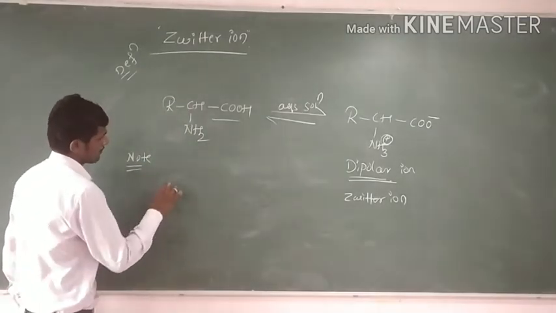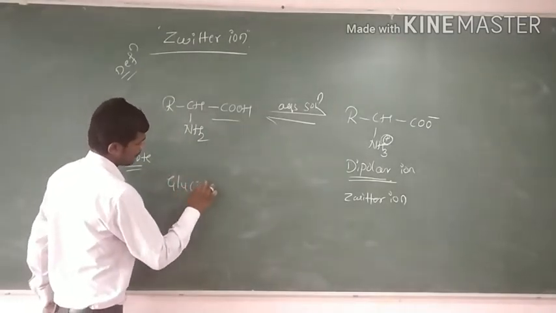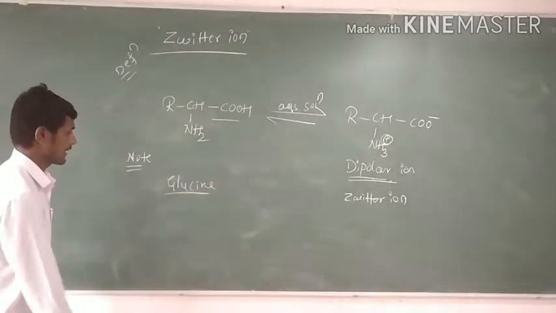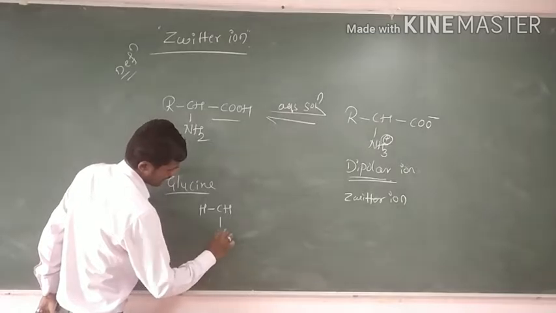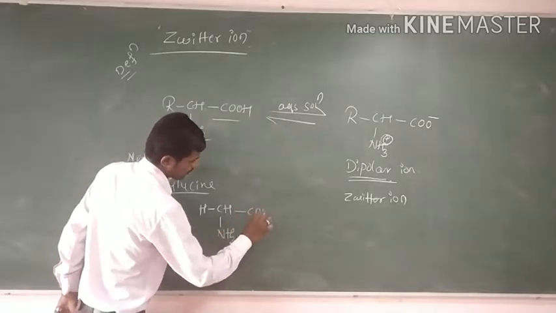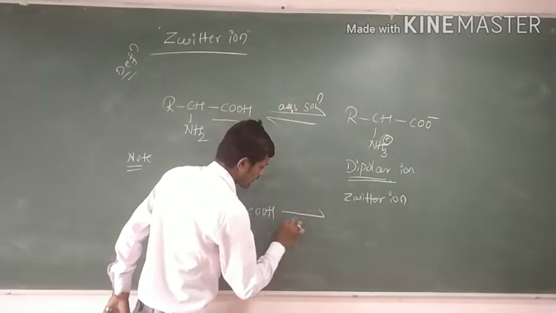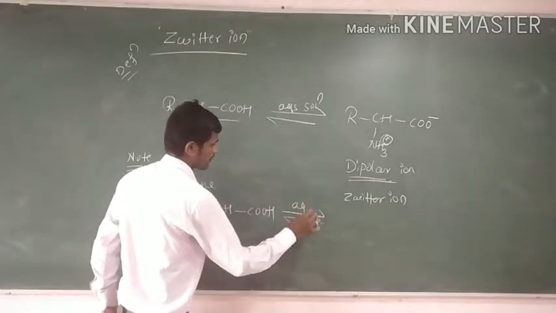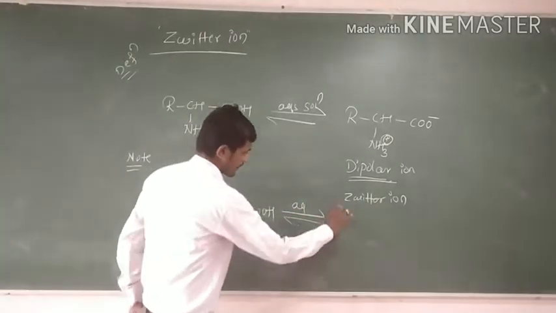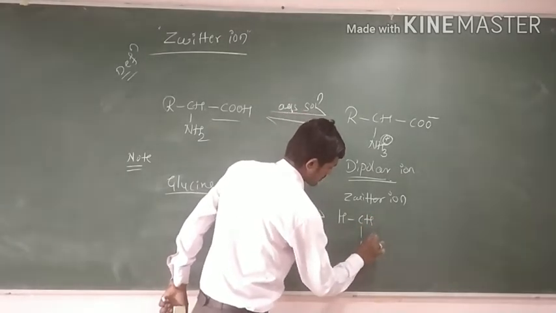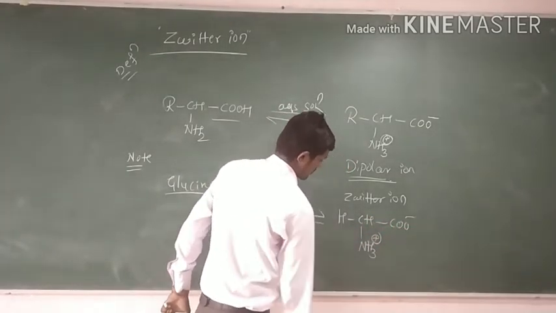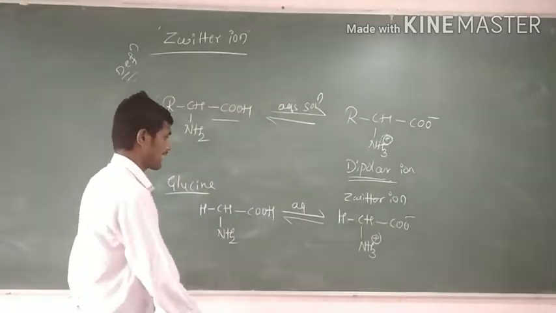If you take an example, glycine. You know the structure of glycine, that is HCH NH2 COOH. In presence of aqueous solution, it changes to HCH NH3 plus COO minus. This is the Zwitter ion structure of glycine.